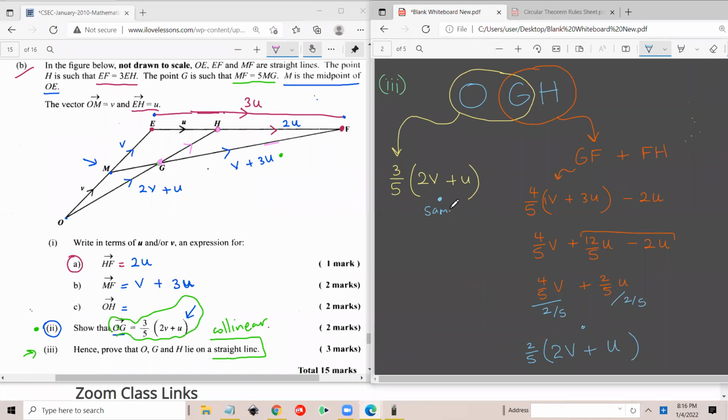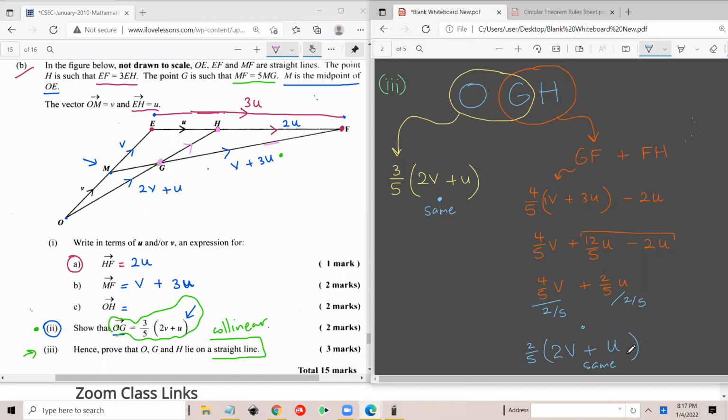Inside the brackets end up looking the same. Hence, they are collinear. And finally we finished that question, right? And we got another 15 marks there in the exam.